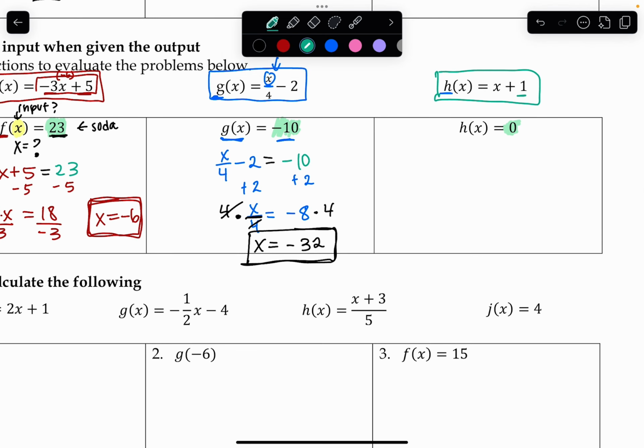Lastly, we have h of x equals 0. And so h of x is the same thing as x plus 1, and it's set equal to 0. And so subtract 1 from both sides, we know x equals negative 1.